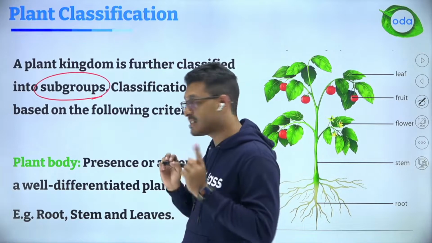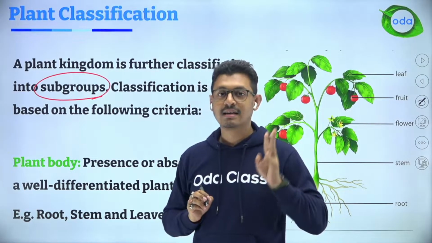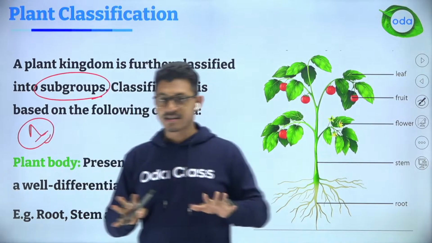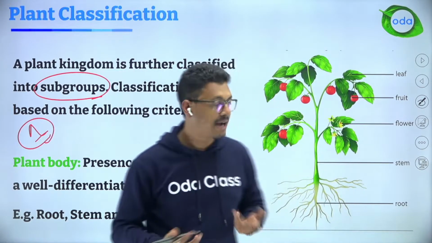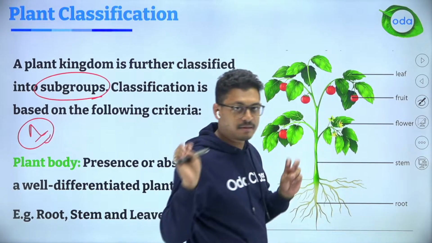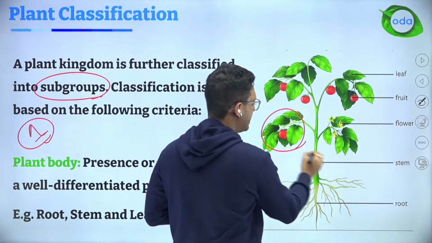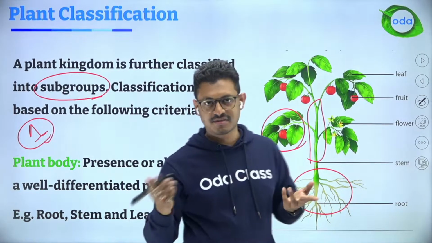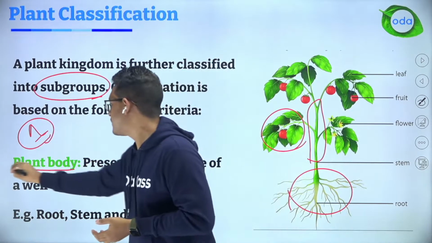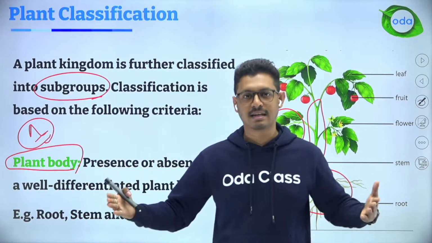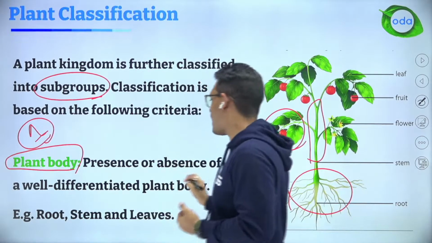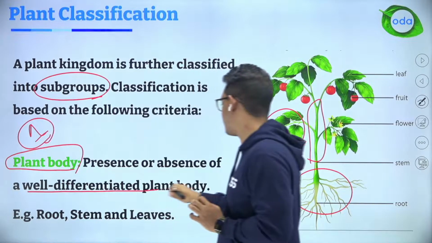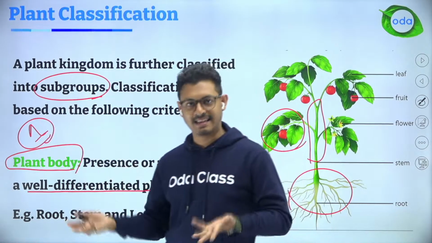And these classifications are based on three main key reasons. Number one, plant body. Every plant does not have a body, by the way. And when I talk about plant body, I am talking about the specific parts of a plant. For example, having leaves, stem, roots, flowers, possibly in their later stages. So plant body is the first criterion based on which we segregate the plant kingdom. Every plant might not have the presence of a well-defined plant body, such as root, stem, and leaf.